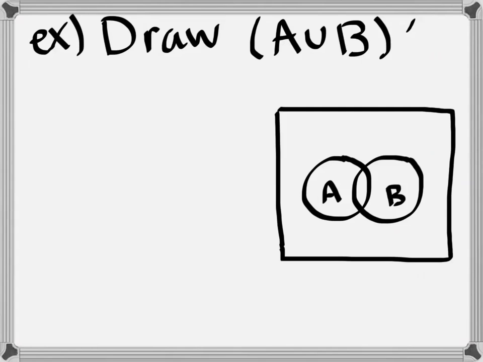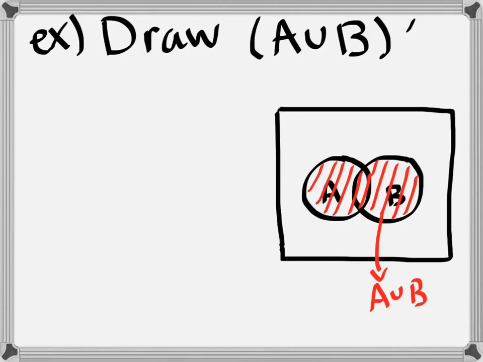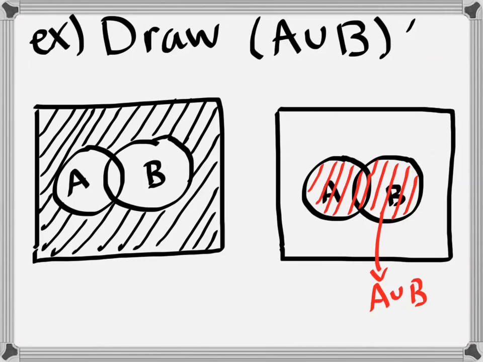Alright, let's do one more example. Let's draw the complement of A union B. So again, order of operations says first find A union B. This happens to be one of the easy examples from last time as well. And now that we're looking at the complement of this set, I don't want to take A union B, I want to shade in everything else. So therefore, I shade in everything except those two circles. And I've just drawn for you the complement of A union B.